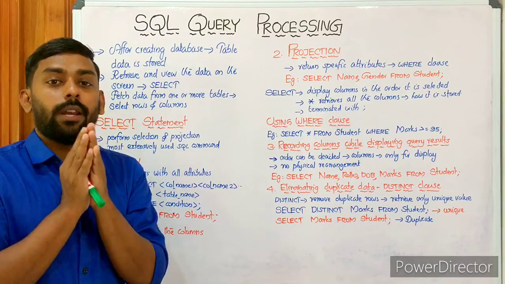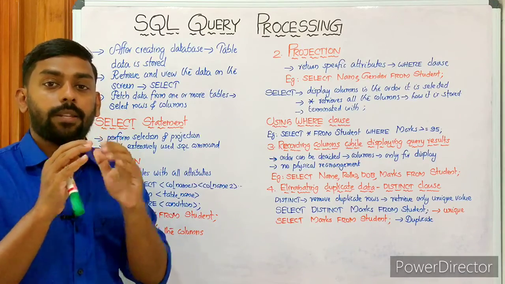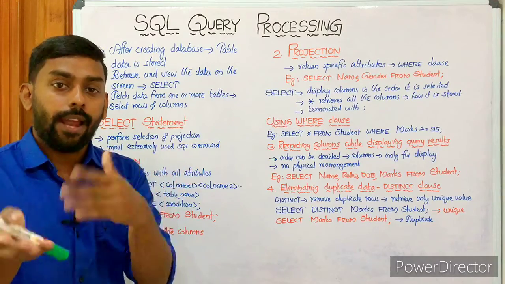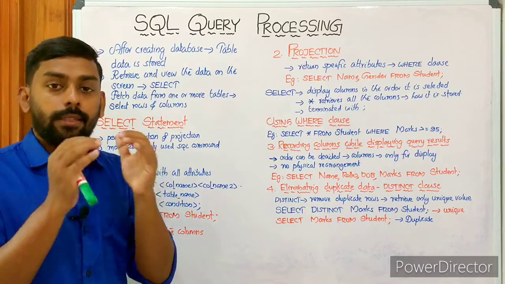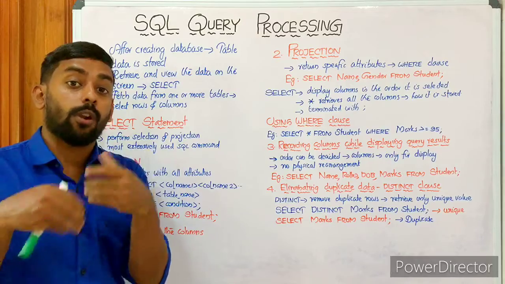Select is the most commonly used DML command used to retrieve data from a relation. We know first we'll create database, then we'll create table, then we'll have data entry and operations or manipulations. Then it's used to fetch data from a relation, right? Which is used to retrieve both rows and columns.